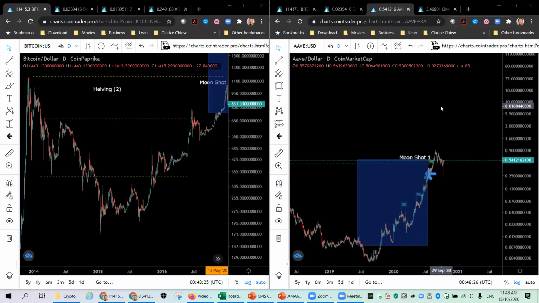My AAVE allocation is, I think, let me see, more than 20%, I think 25% maybe. It's not that high, it's not 50%. That is because I hold about 6 coins. So yeah, it's about 20-25% around there.